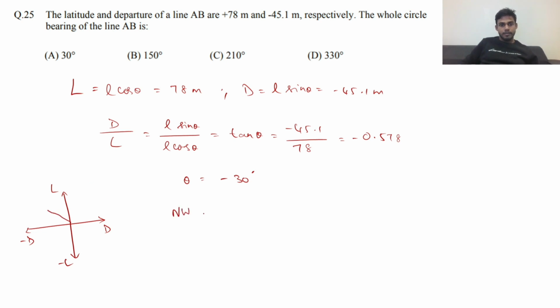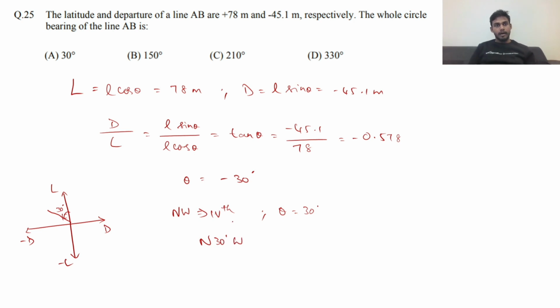Northwest quadrant is the fourth quadrant, and theta is equal to 30 degree. So therefore the theta we have calculated is 30 degrees, lies on the fourth quadrant, and it can be written as north 30 degree west.